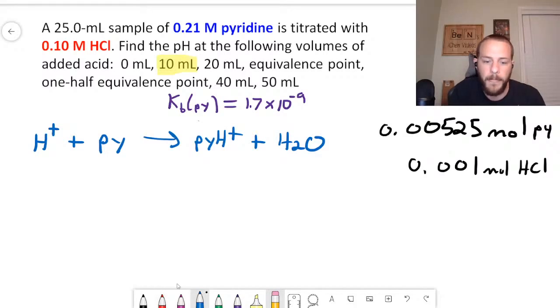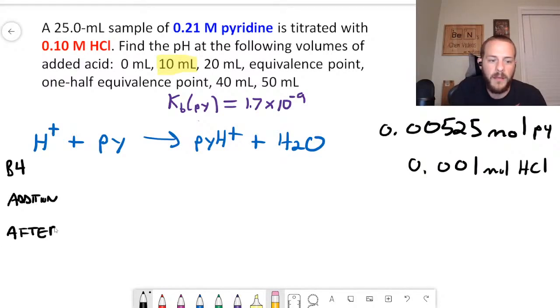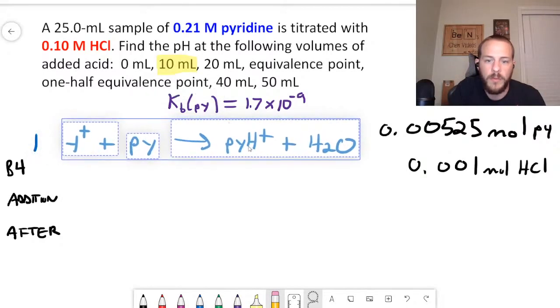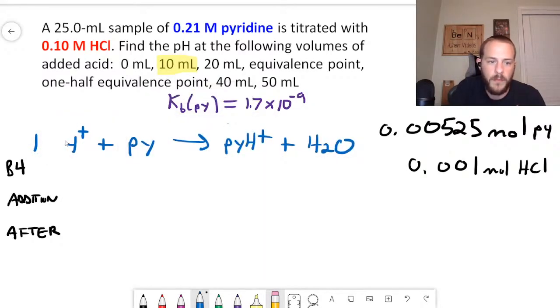So we're going to label this with our 3 rows here. We have before, B4, because I don't have much space here. We have the addition. And then we have after, right? So we're going to track the progress of this reaction. We're going to look at the conditions before and after, and also look at the addition. Clean this up a little bit.